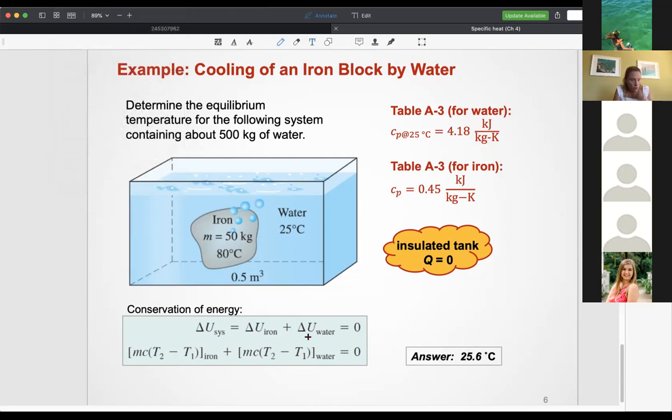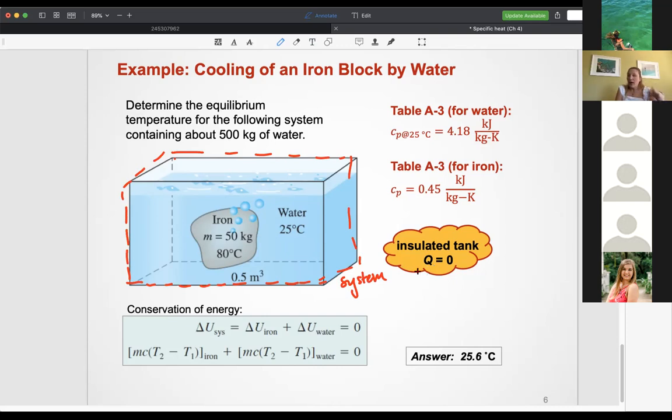Okay. So we have this iron thing that we've put into a tank full of water. We're using an insulated tank, so there's going to be no heat exchanged with our tank being our system. So the reason that we have our delta Q equal to 0 is because we are making our tank our system. So this is our system. And therefore, this insulated tank means that our Q is 0.